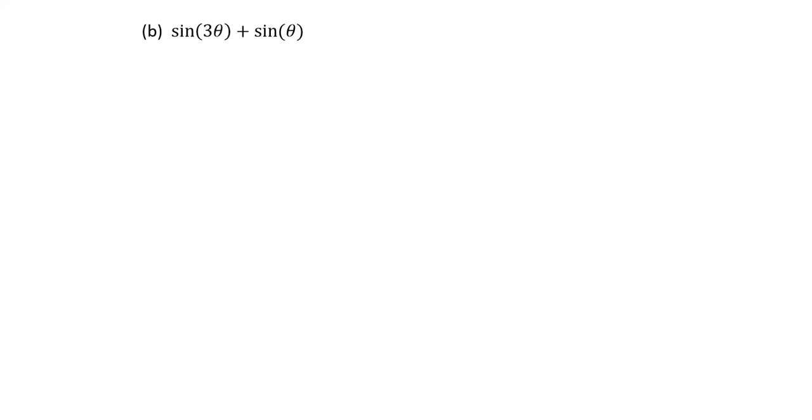Let's write this sum as a product, the sine of 3 theta plus the sine of theta. This will be 2 sine of 3 theta plus theta over 2 times the cosine of 3 theta minus theta over 2. And simplifying, I get 2 sine of 2 theta times the cosine of theta.